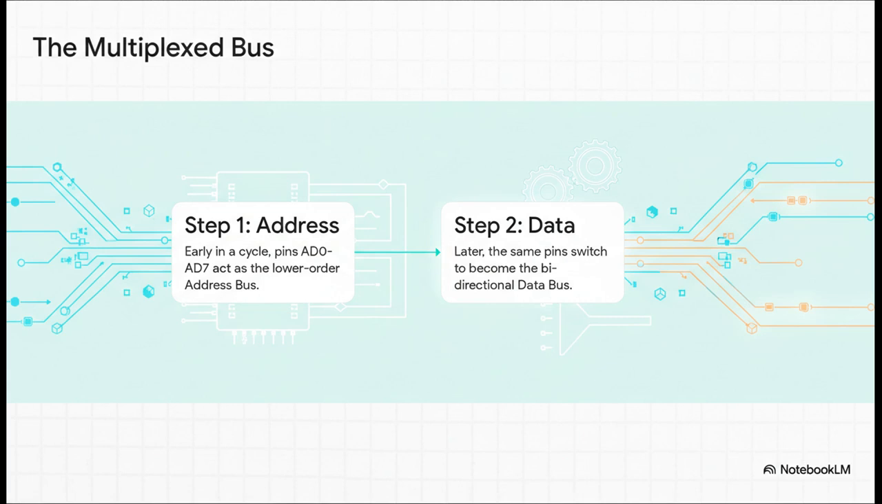Okay, now here's where the design gets really clever. To save space and money, the 8085 uses a trick called multiplexing. A set of 8 pins does double duty. For a split second, they send out the second half of the memory address. Then, instantly, they switch roles and become the two-way road for the actual data to travel on.